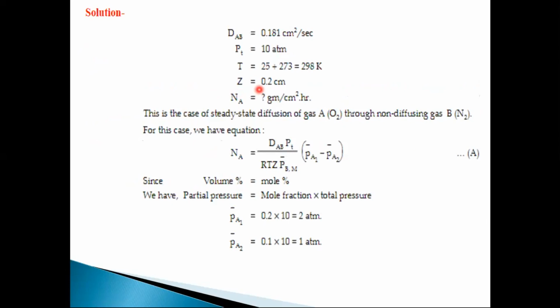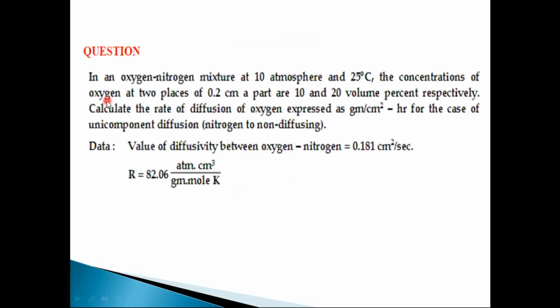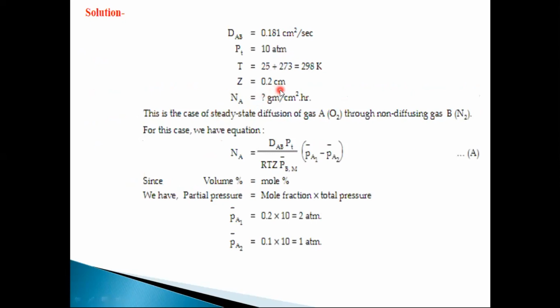Z is 0.2 centimeter. Z means, see here, oxygen at two places 0.2 centimeter apart are 10 and 20 volume percent respectively. Means Z is equal to 0.2 centimeter. At two different places, the volume percentage of component A, that is oxygen, is given. Only the volume percentage of oxygen is given at two different places because nitrogen is non-diffusing. And NA, the molar flux for oxygen, we have to calculate, in gram per centimeter square hour.